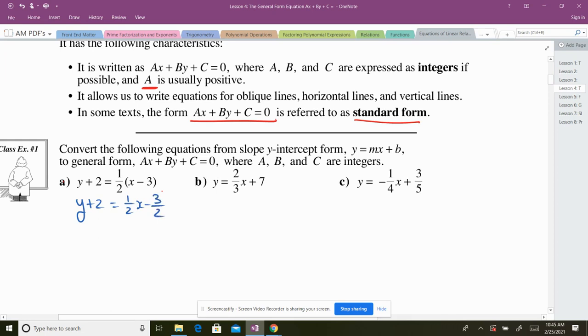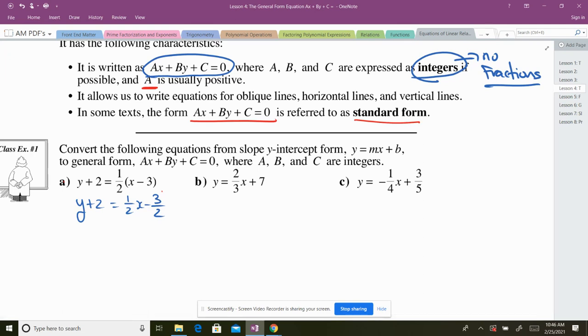Okay. Notice in this, you're not allowed to have any fractions. You have to have integers. Integers means no fractions. You guys don't like fractions. So that should be a good thing. How do you get rid of fractions? I'm going to teach you how to get rid of fractions. I hope somebody taught you this at some point in your life.